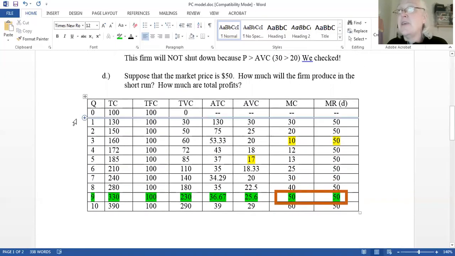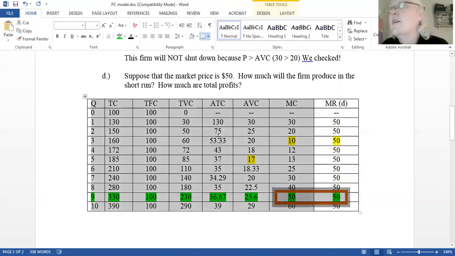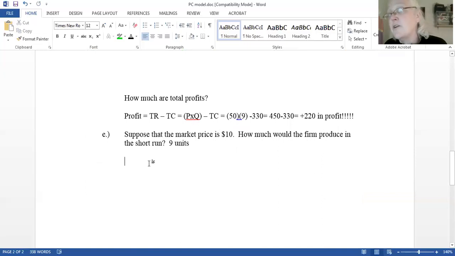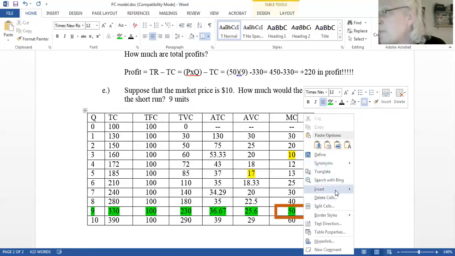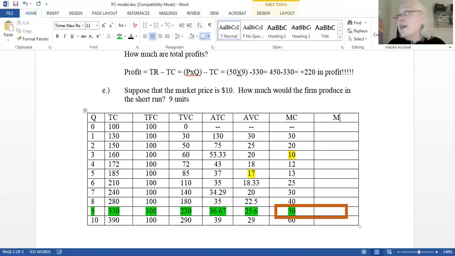So again, same thing. I'm going to take my same cost curves, just the cost curves. I'm going to copy these, and I'm going to change that MR. So I'm going to paste that there, insert columns to the right, and make this my MR. And now it's $10. Down, 10, 10, 10, 10, 10. Whoops, back up, 10, 10, 10, 10, 10.